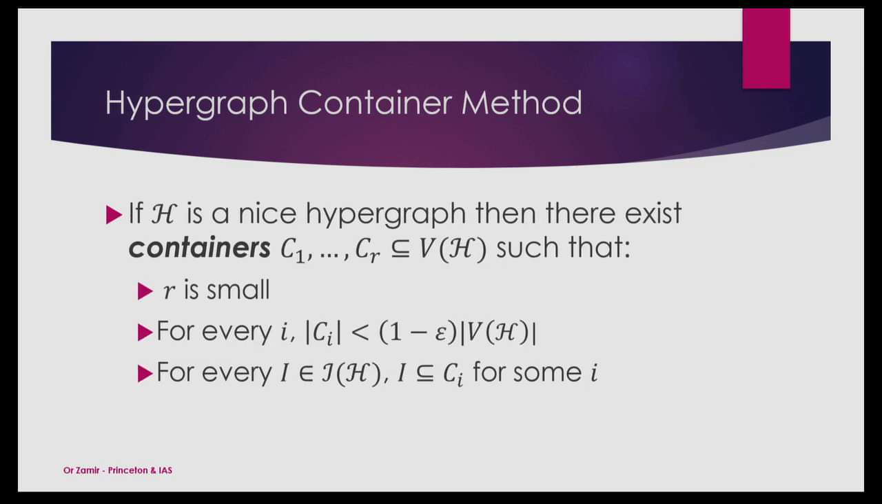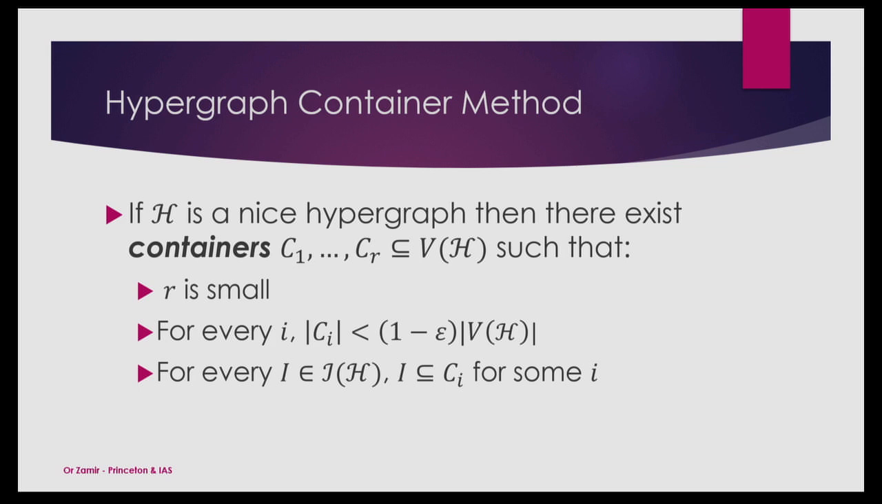And still not formally, but a bit more formally, what we are going to see is the following statement. If H is a nice hypergraph, which I still don't define, then there are containers. Those are just subsets of the vertex set. So we have subsets C1 to CR of the vertex set of the hypergraph, such that the following three things hold. First of all, the number of containers is small, so we don't have many of those subsets.